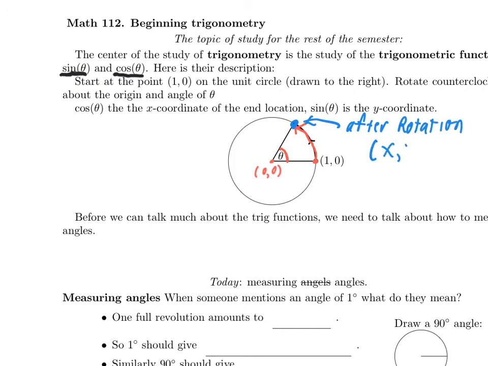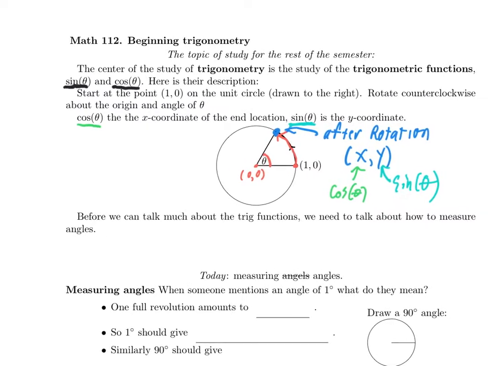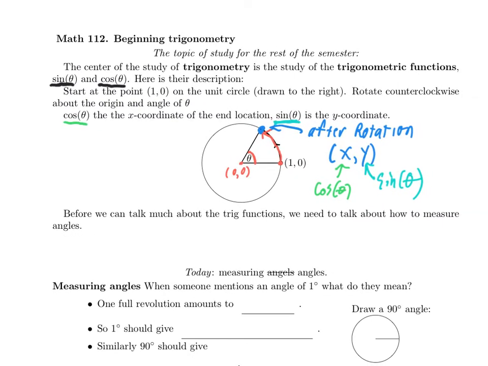You're at some point (x, y). Cosine of theta is the x-coordinate of the end location. So this x value is the cosine of theta. The y value is sine theta. Sine theta is the y-coordinate, so that y is the sine of theta. So there's an overview of what the trig functions are, and we'll study them a lot for the rest of the semester. Before I can talk about those trig functions, I need to talk about this.